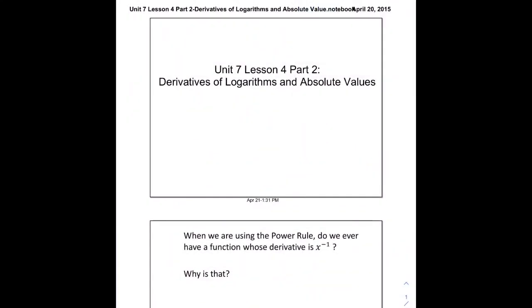We've made it to Unit 7, Lesson 4, Part 2, Derivatives of Logs and Absolute Values. And if we were in a normal school setting, this would have concluded everything we need to know about differentiation. All right, so here we go. Let's tackle it head on.